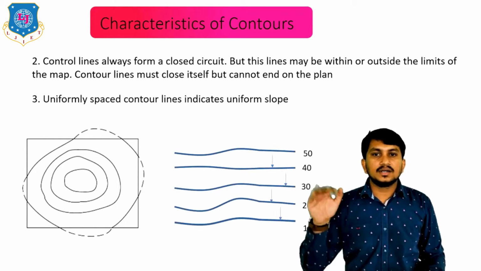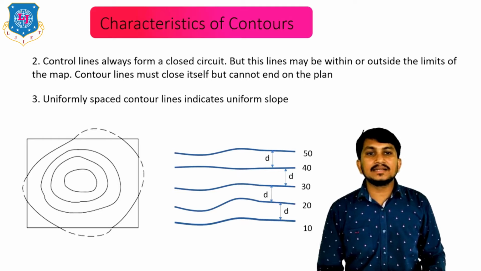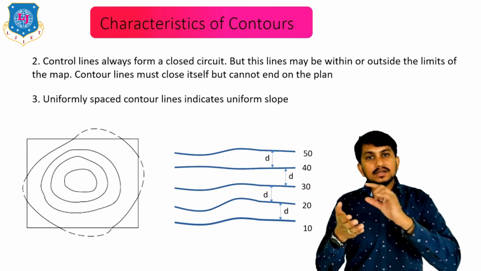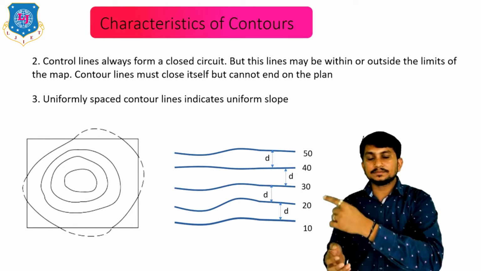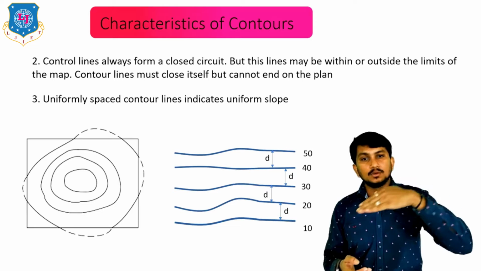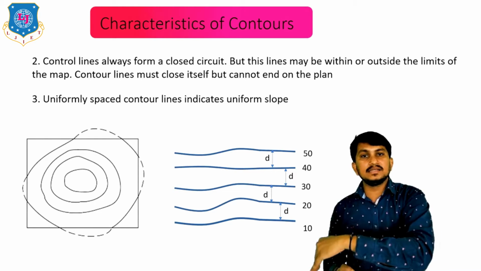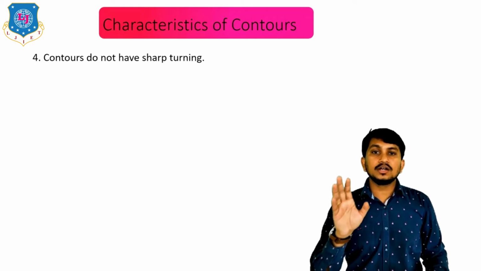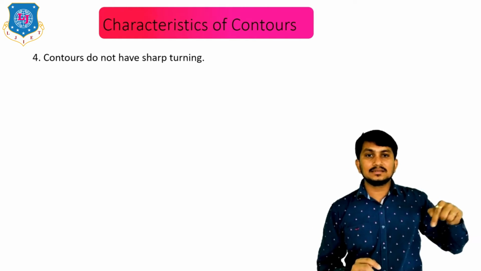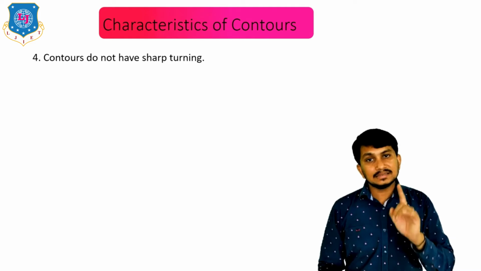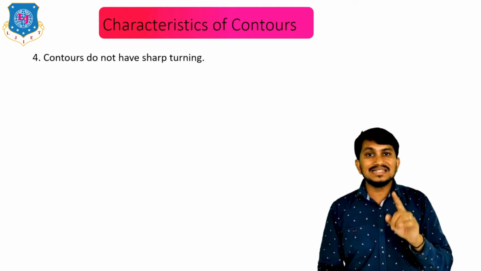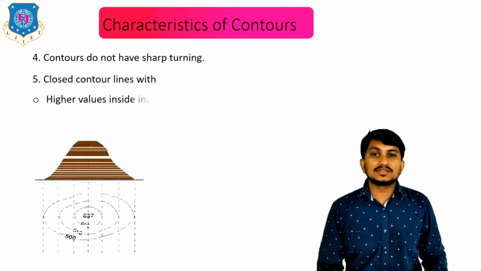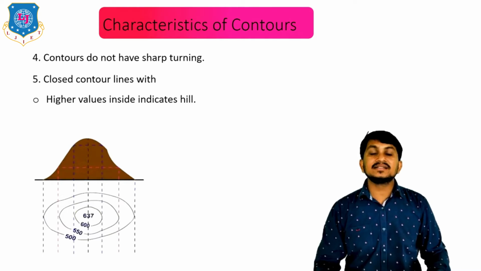Third, uniformly spaced contour lines indicate uniform slope. If you see a number of contour lines having equal distances between them, like this, it indicates uniform slope. There is no unevenness in this slope. Fourth, contours do not have sharp turning. If there is a sharp turning in a contour map, it means there is a problem in reading. Fifth, closed contour lines with higher values inside indicate a hill.